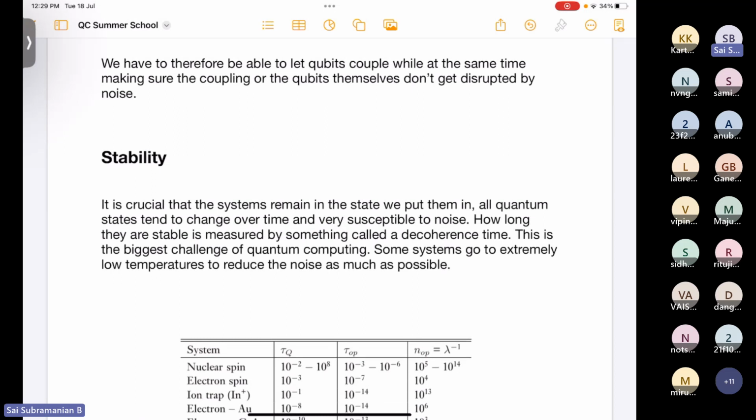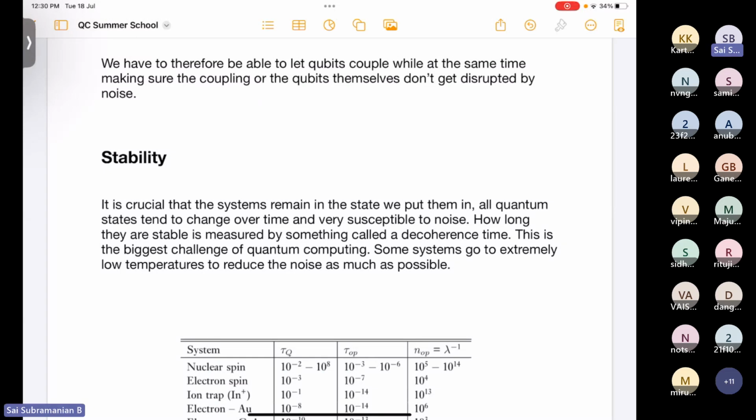This is probably the most important. If you have classical bits of information, they are very stable. You can store it in some memory and just forget about it. Years later, you can open that memory, it will be safe. Nothing's going to happen. Quantum states are not so stable. They are very, very, very susceptible to noise.